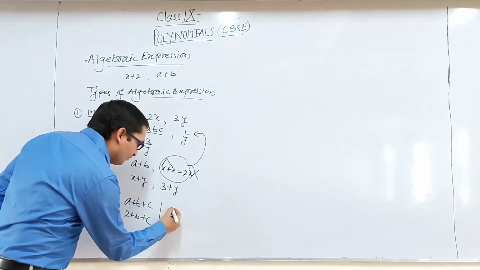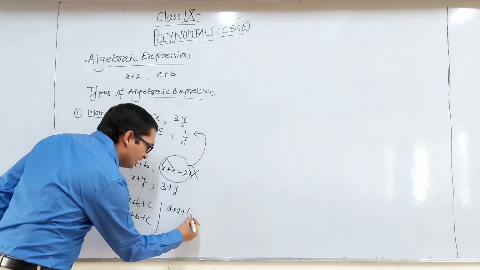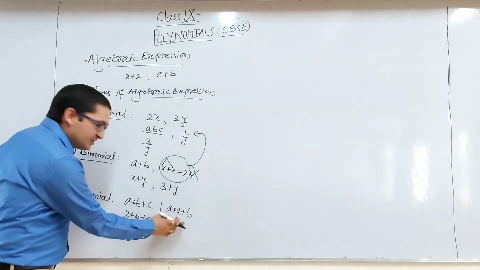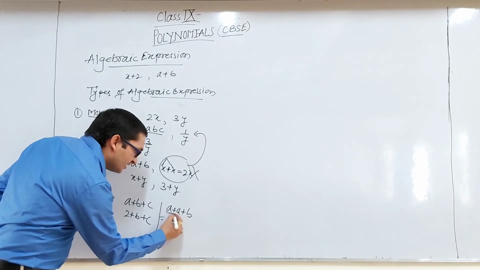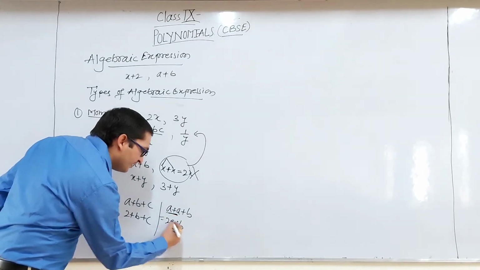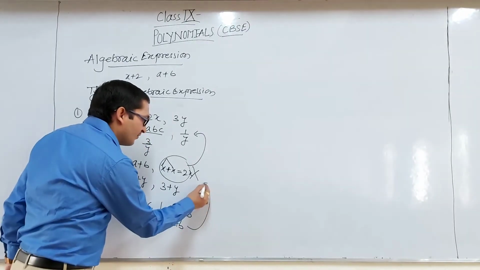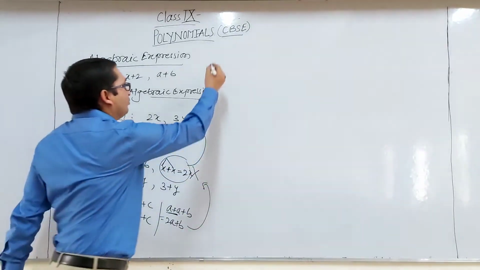Okay, if you have written A plus A plus B, is it trinomial? No, it's not. Why? Because these are like terms. 2A plus B. This is a binomial. Again, it is converted into a binomial. Now we come to the polynomial.